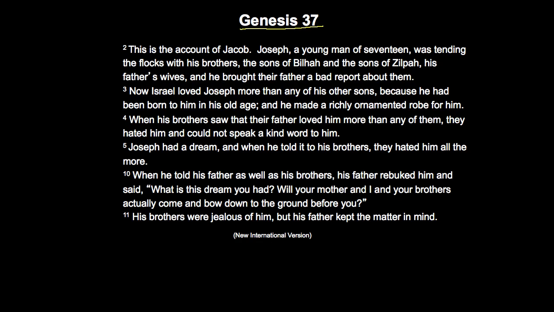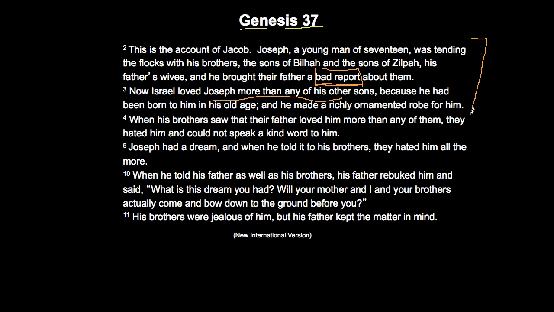So when we analyze this story, we can first have a look at where is the tension. Well, we get the tension right here in verse 2. This is the account of Jacob. He's a young man of 17. He was tending the flocks with his brothers, the son of Bilhah and the son of Zilpah. And he brought their father a bad report. So he actually gossiped. Now, Israel loved Joseph more than any of his brothers. That's another kind of tension you have.